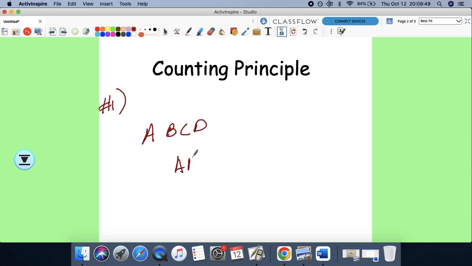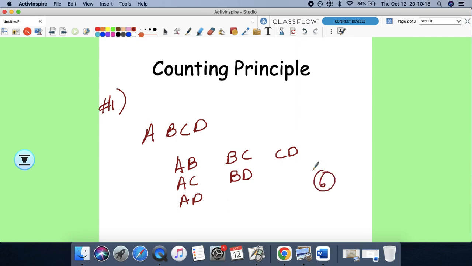So we can go A and B, A and C. Let me try A and D. B and A is already done, but B and C is not. B and D is okay, because B and A we've already done. C and A is already done. C and B it is. And C and D has not been done. And then with D, D and A has been done, D and B has been done, and D and C. So we have 1, 2, 3, 4, 5, 6.